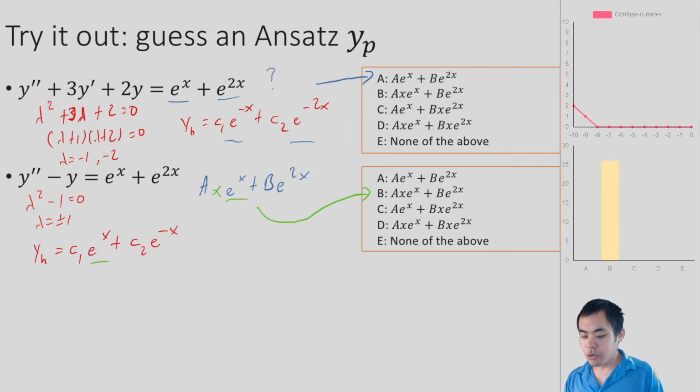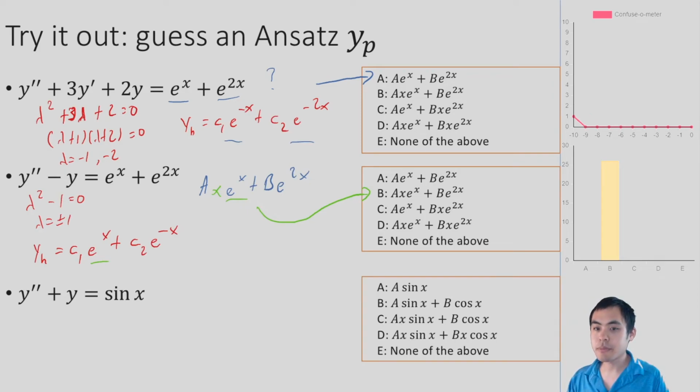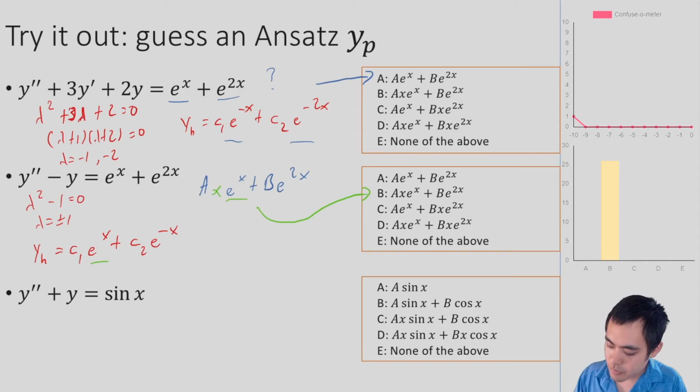And let me do one more. So y double prime plus y is equal to sine x. Again, we need to be a little bit careful, because when we solve this, you get lambda squared plus 1 is equal to 0. So lambda is equal to plus or minus i. And so therefore the homogeneous solution is c1 sine x plus c2 cosine x.